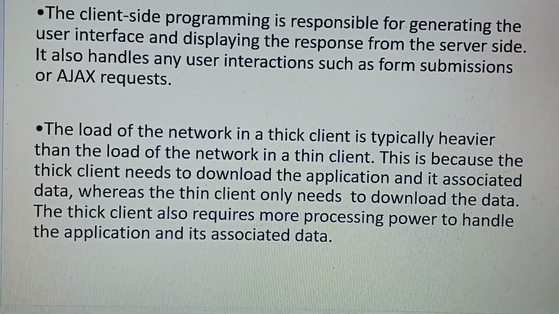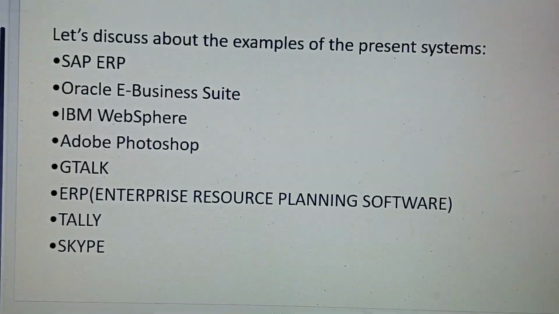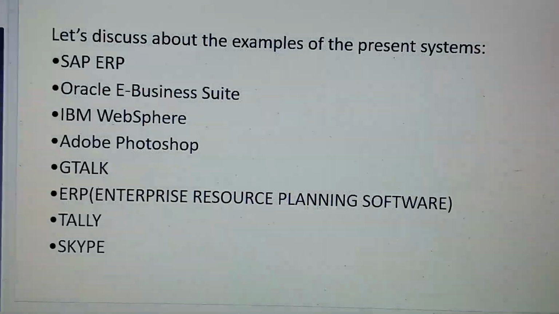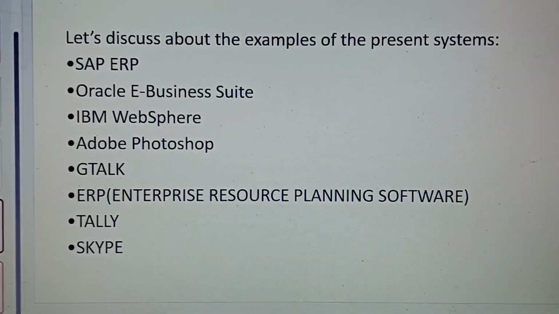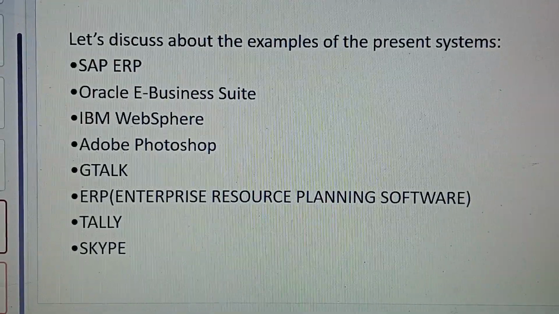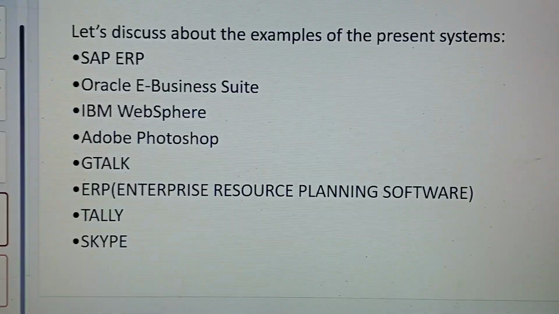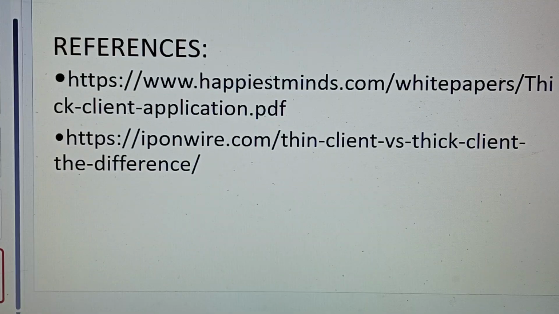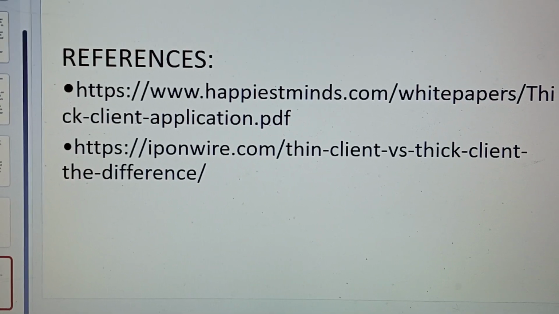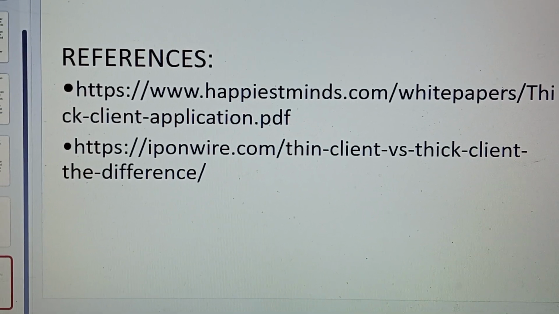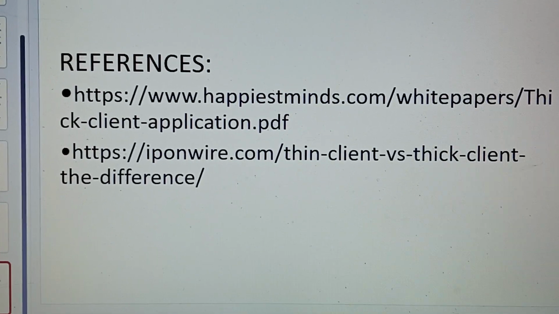And today let's discuss the examples of present systems like SAP ERP, Oracle Business Suite, IBM WebSphere, Adobe Photoshop, GTAC ERP, Enterprise Resource Planning software, Tally, Skype. And we take the references from the heavy instruments, which give very clear ideas about the thick client application and also the thin client. We know the differences between these both clients and how to use them.